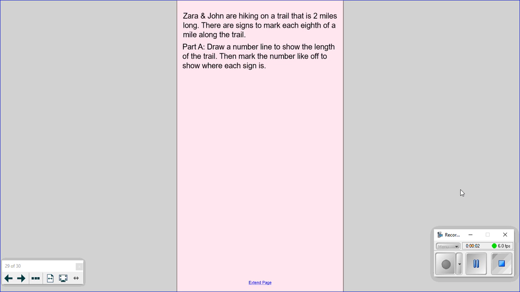The next blank page in your math notebook. Yes, if I stole your math.